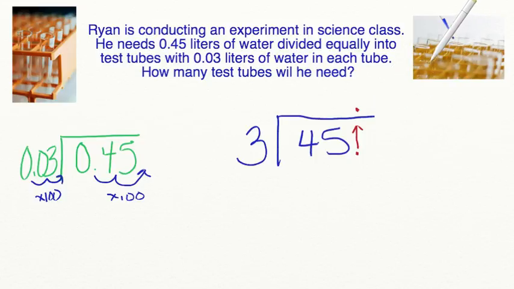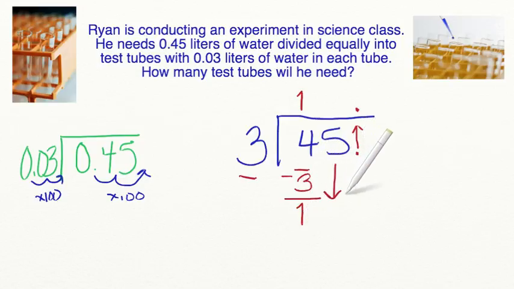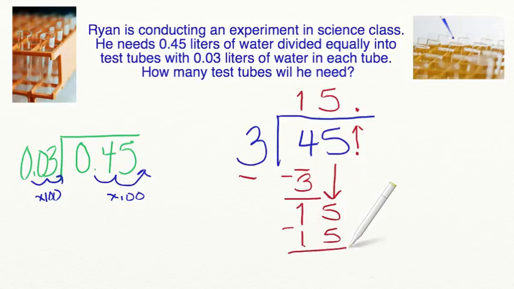All right, let's divide. 3 can go into 4 one whole time. 3 times 1 equals 3, and when I subtract out, that gives me a remainder of 1. So now I can bring down my 5. 3 can go into 15 5 whole times. 3 times 5 equals 15, and now I have zeroed out my equation.